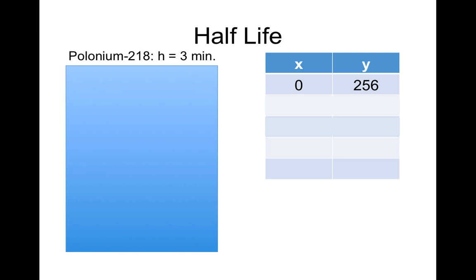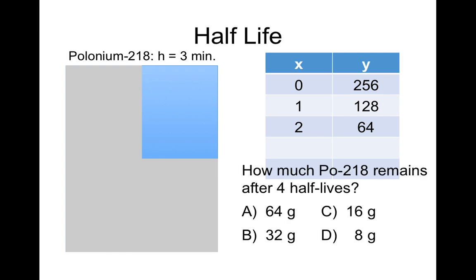The half-life of a radioactive isotope tells you how much time passes before half of it degrades into a neutral, non-radioactive substance. So for example, if we look at this particular atom, polonium-218, its half-life is 3 minutes. If we start out with 256 grams, then after one half-life, there will only be 128 grams of radioactive substance. After 2 half-lives, which is 6 minutes, there will be 64 grams remaining. How much radioactive polonium-218 is remaining after 4 half-lives?